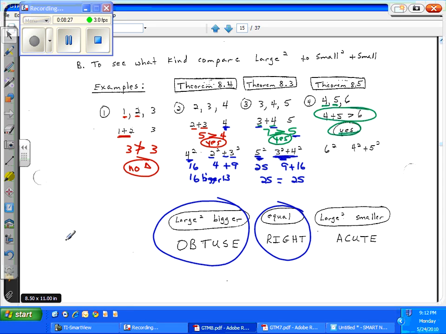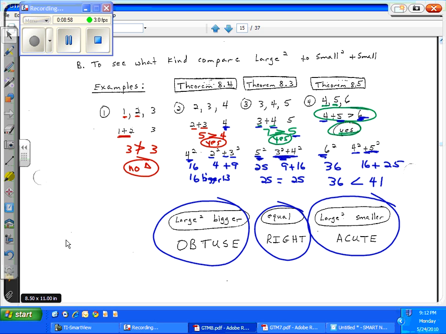The sum of the smaller two is greater than the third, so yes, it is a triangle. To see what kind, we take the longer side square, compare it to the sum of the squares of the shorter two. 6 squared is 36, 4 squared is 16, 5 squared is 25, 25 plus 16 is 41, 36 is less than 41. The square of the longer side is less than the sum of the squares of the other two sides, and so it is an acute triangle.